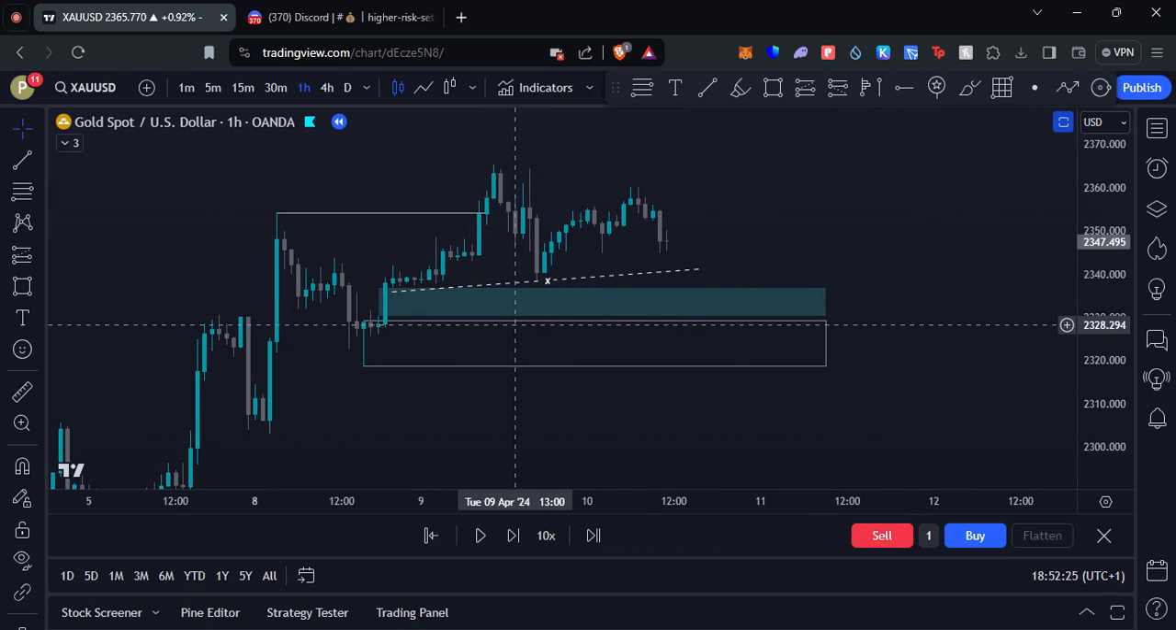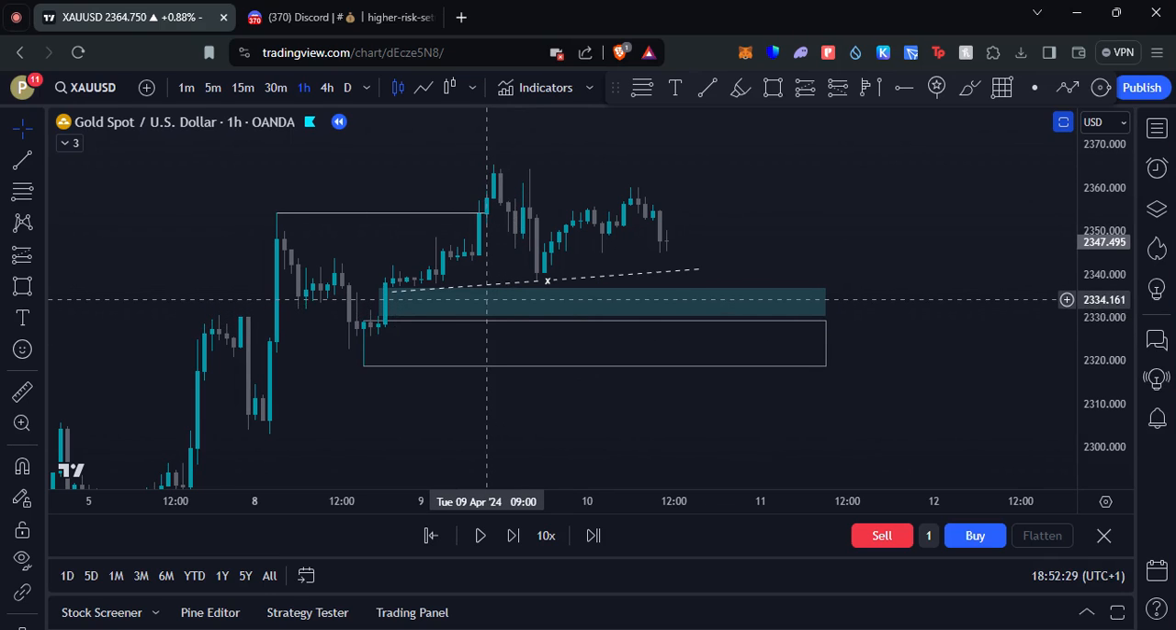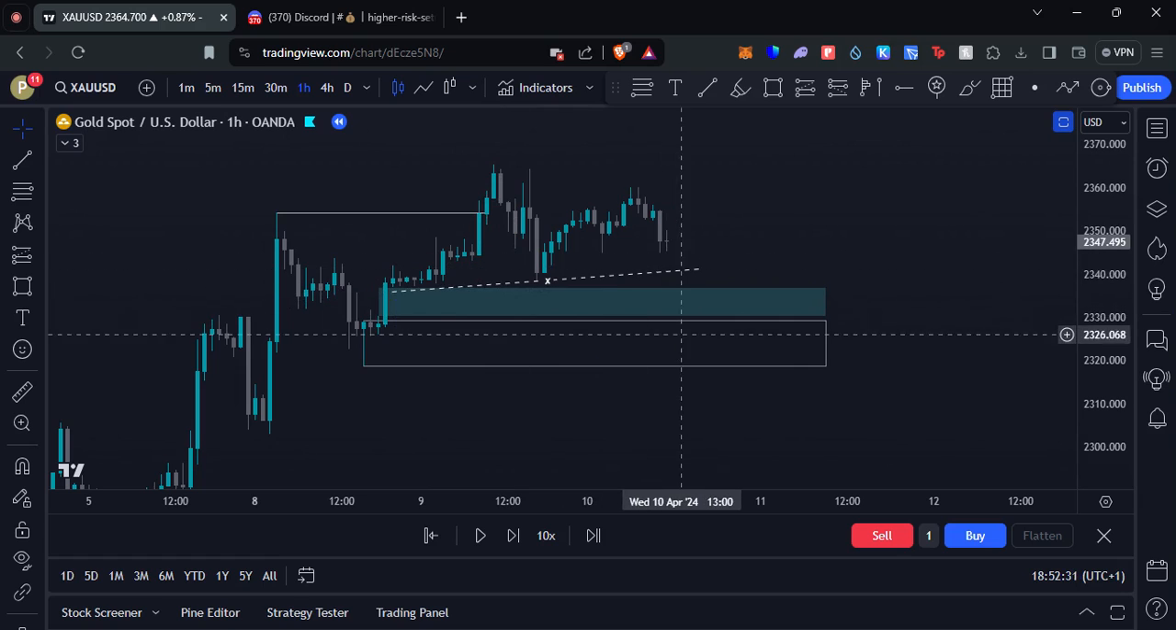So now that we've identified all of these areas, our next step is simply to wait. We must wait for price to actually come into our zone so that we can then drop down to the lower time frames and look for our entry criteria so that we can take this trade.